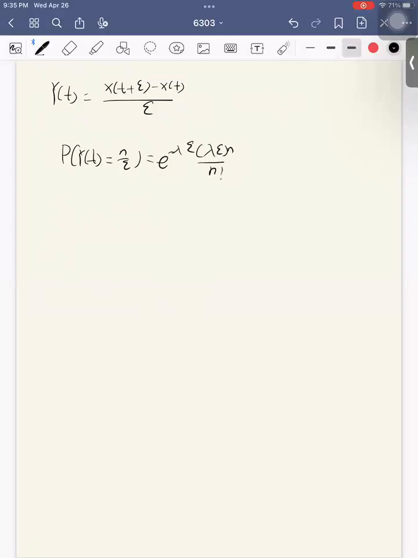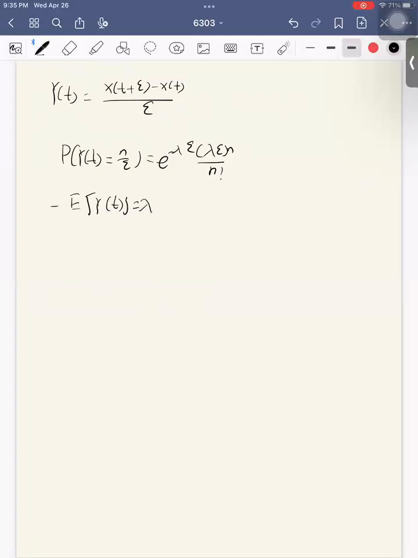The second process is the Poisson increment process. The definition is y(t) equal to this part here divided by epsilon. And the first order probability mass is equal to this equation. The mean of the Poisson increment process is equal to this one.